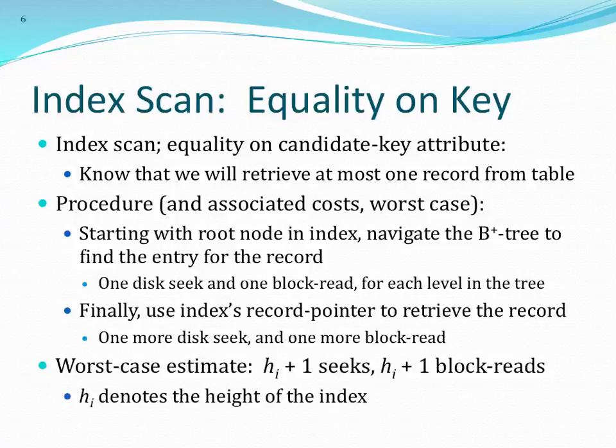Okay. So this is the worst case estimate for looking up a record based on a candidate key. So h_i plus 1 seeks, h_i plus 1 block reads. And this is h_i being the height of the index, or the depth of the index, and the plus 1, of course, being the actual access to the table file. Okay?